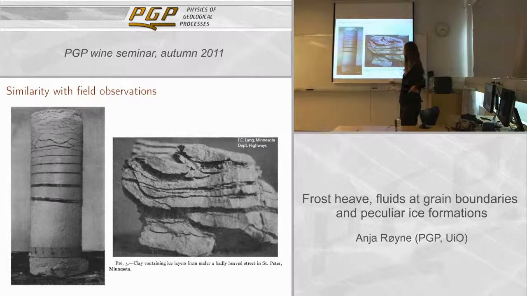And then he was provided by this sample from Lang at the Minnesota Department of Highways, and he put this in his paper just to show the similarity with what happens in the field. So this is clay containing ice layers from under a badly heaved street in St. Peter, Minnesota, and it has the same kind of ice lenses forming. So it's got to have been the same kind of process of water being drawn from underneath and forming lenses beneath the road.